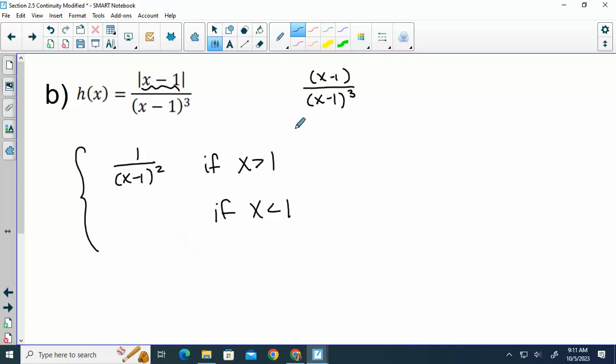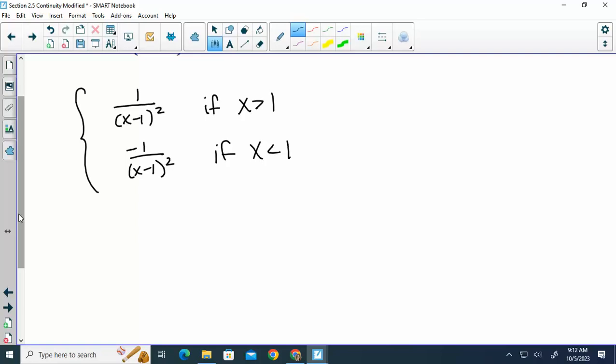Okay, second one, if x is less than 1, then it's a negative inside the absolute value. So the absolute value does the opposite of that. X minus 1 still cancel, although this time we have a negative 1 over x minus 1 squared. Okay, this one is kind of breaking the rule that I told you. I told you most of the time on those piecewise, if you go from a greater than to a less than, it's usually a jump.